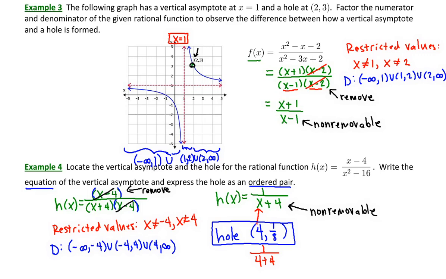Also, we have a vertical asymptote. I'm just going to call it VA at the zero of our non-removable factor, which would be x equals negative 4. So if you can remove the factor, that leads to a removable discontinuity or a hole. If you cannot remove the factor, again, we call that a non-removable discontinuity. That leaves behind a permanent boundary line in the graph, or a vertical asymptote.